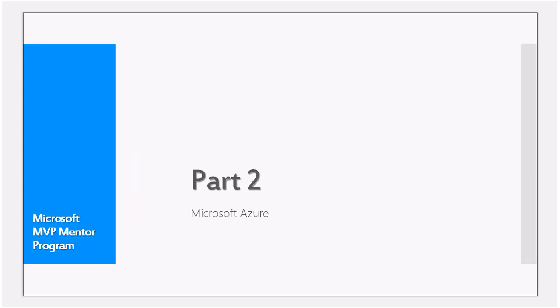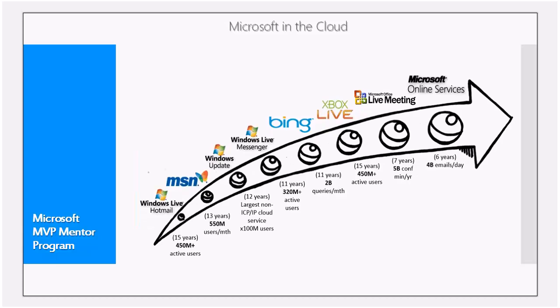Part 2, Microsoft Azure. So this slide here shows Microsoft in the cloud. Microsoft has always been committed to providing services, technologies, and products around the internet. You can see here this arrow, and the time in years, as well as the number of users they've been serving, and it's been growing exponentially from Windows Live Hotmail to MSN to Windows Update to Xbox Live to Microsoft Online Services or Office 365. We can see the commitment that Microsoft has always had with cloud technology. So Microsoft Azure is the next step, after transitioning from all of these different technologies. Now is the next level.